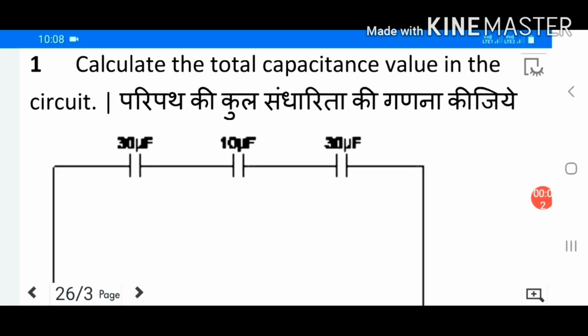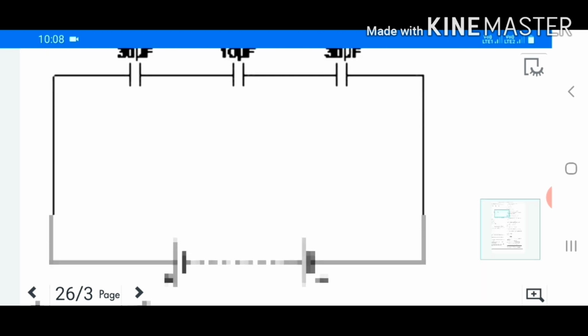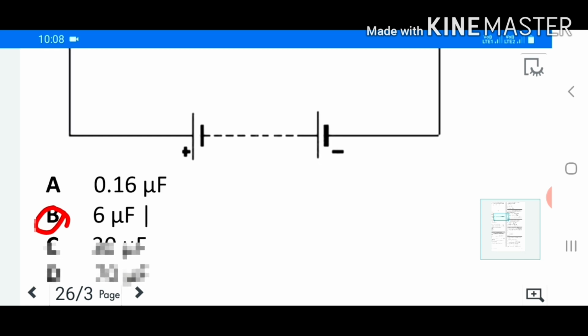Question number 1. Calculate the total capacitance value in the circuit. Answer B. 6 microfarad.